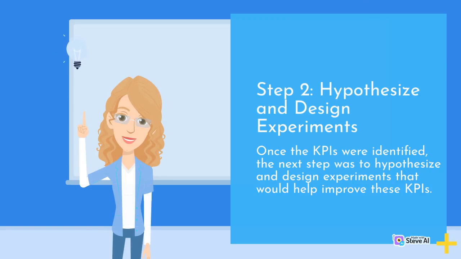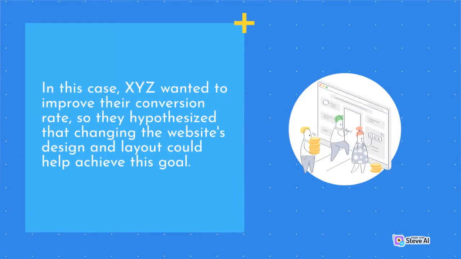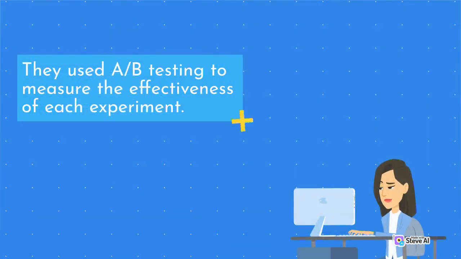Step 2. Hypothesize and design experiments. Once the KPIs were identified, the next step was to hypothesize and design experiments that would help improve these KPIs. In this case, XYZ wanted to improve their conversion rate, so they hypothesized that changing the website's design and layout could help achieve this goal. They designed 2 experiments, one that changed the website's color scheme and another that changed the website's layout. They used A/B testing to measure the effectiveness of each experiment.